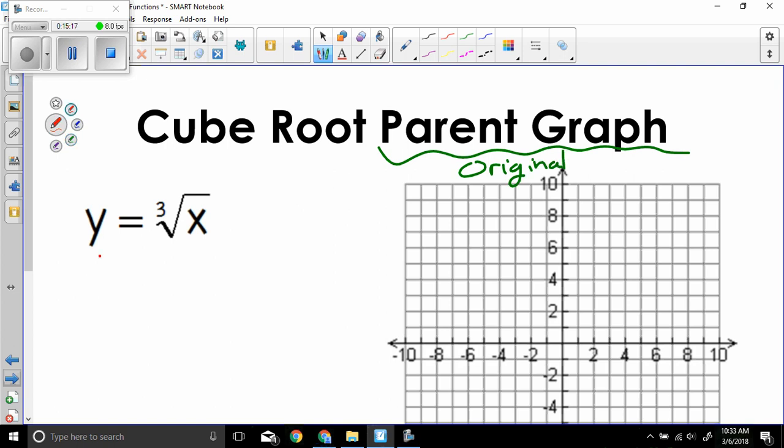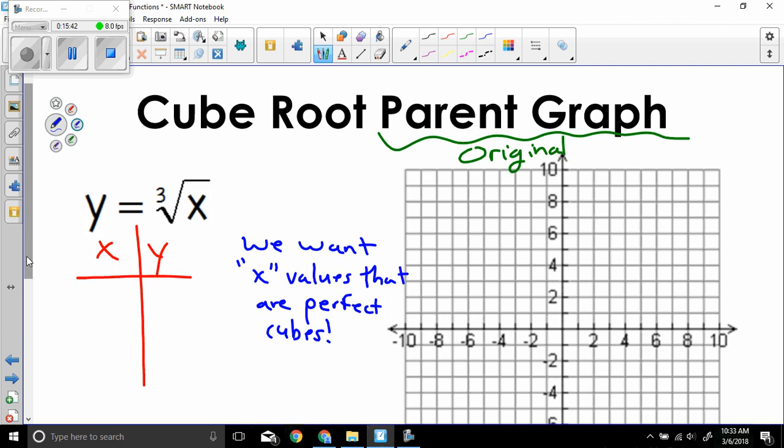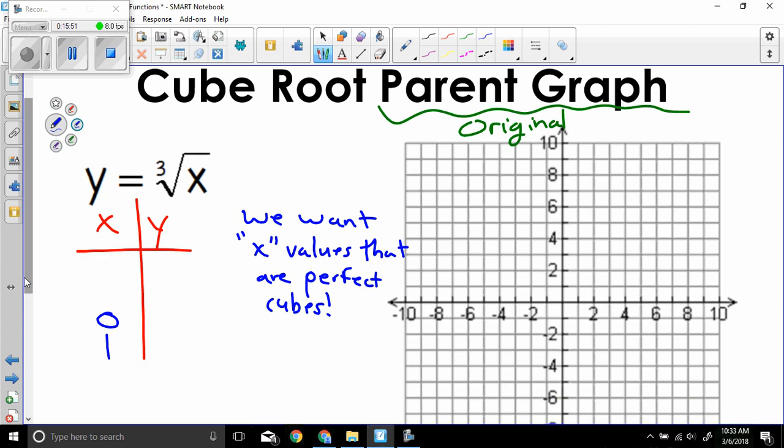So it's worth our time then to make our XY table here. Big key here now. We want X values that are perfect cubes. We want perfect cubes. What are some perfect cubes? Well, just so happens 0 is perfect. Okay, 0. What else? One's a perfect cube. What's the next perfect cube? Well, I know that 2 times 2 times 2 is 8, so I think 8 is the next perfect cube.